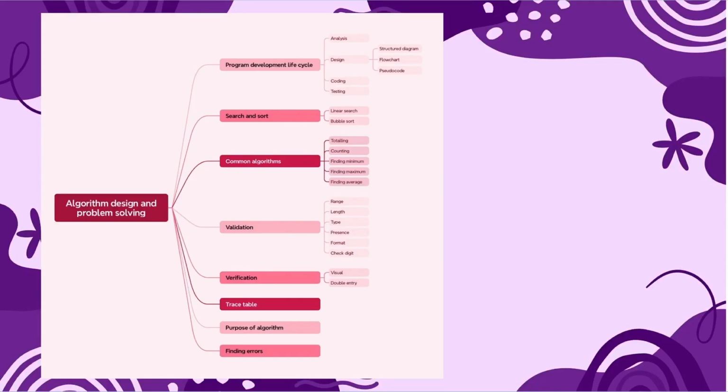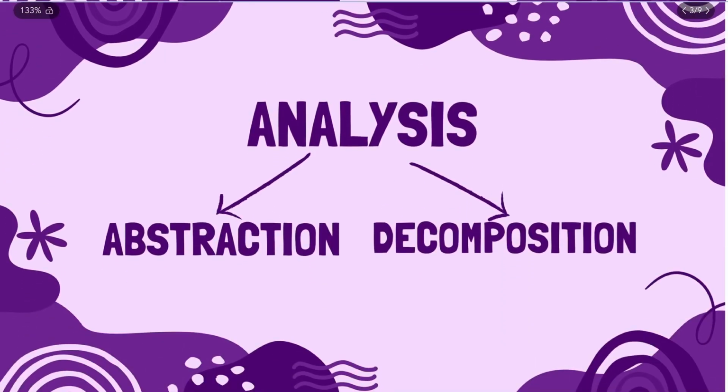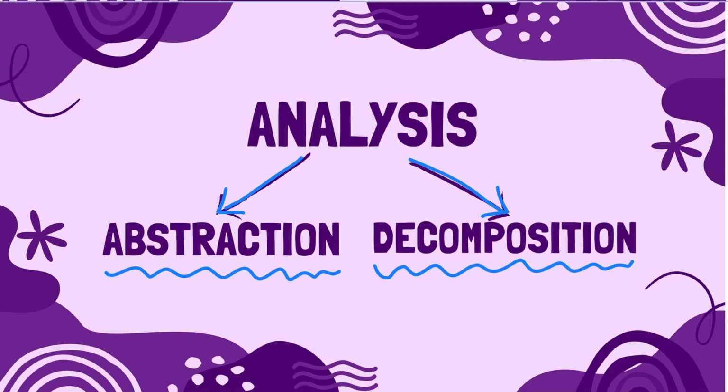Okay, so now we're going to look at the first part of algorithm design and problem solving, which is the program development lifecycle. So the first part is analysis. Now we can break down analysis into two parts, abstraction and decomposition. What is abstraction? Abstraction is basically removing unnecessary details to focus on the essential features. And decomposition is breaking down a problem into smaller, more manageable subproblems.